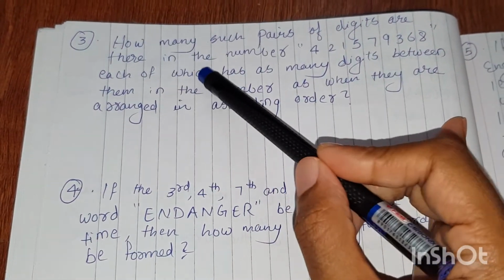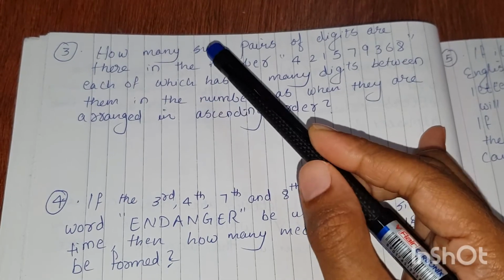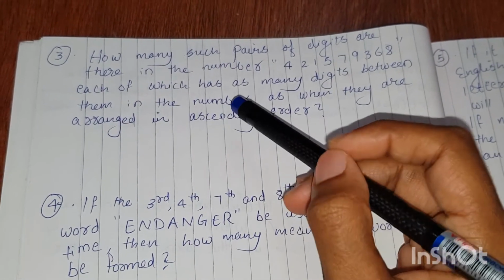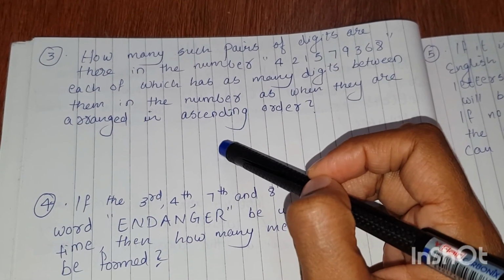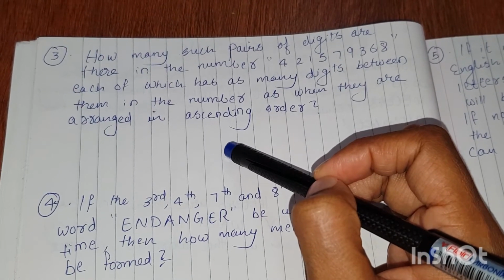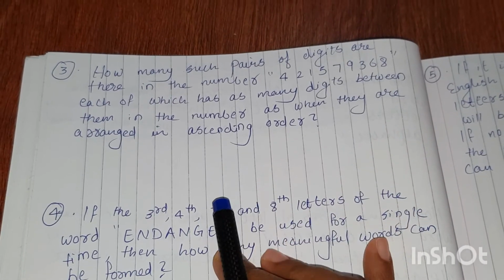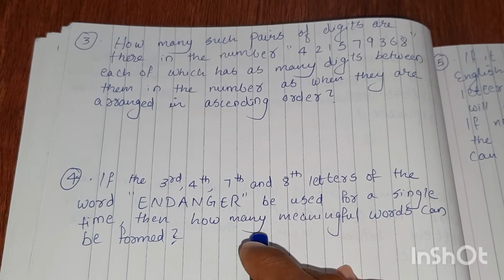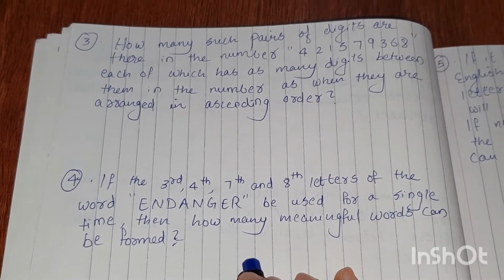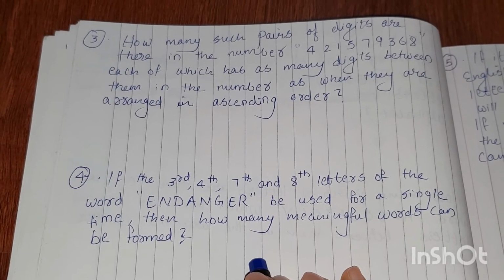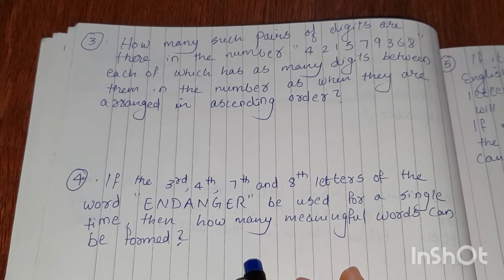Next question is: how many such pairs of digits are there in the number 4215793668, each of which has as many digits between them in the number as when they are arranged in ascending order? Next question: if the 3rd, 4th, 7th and 8th letters of the word endanger are used a single time, then how many meaningful words can be formed?